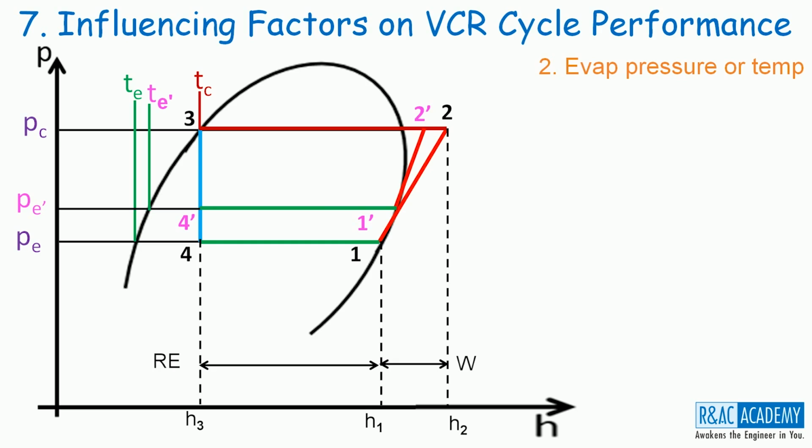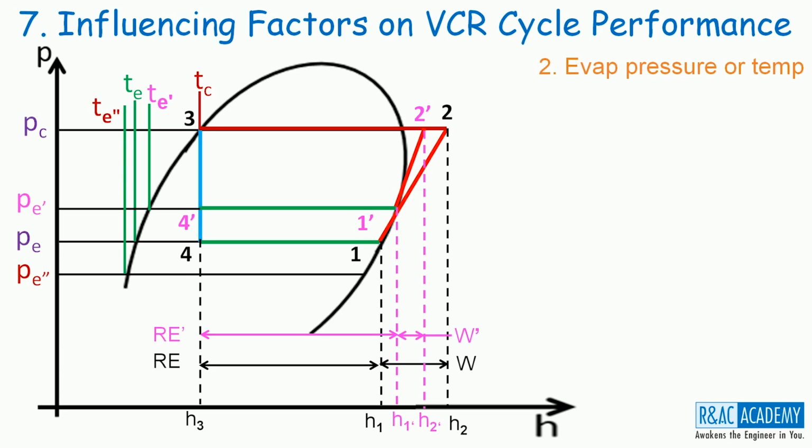1 dash, 2 dash, 3 and 4 dash is the new cycle which is operating between PC and PE dash. And for this cycle, the refrigeration effect produced RE dash clearly appears to be greater than the baseline value, and the work input needed to be given to this new cycle, that is W dash, is clearly less than the baseline value. Let us now decrease the evaporating pressure from PE to PE double dash.